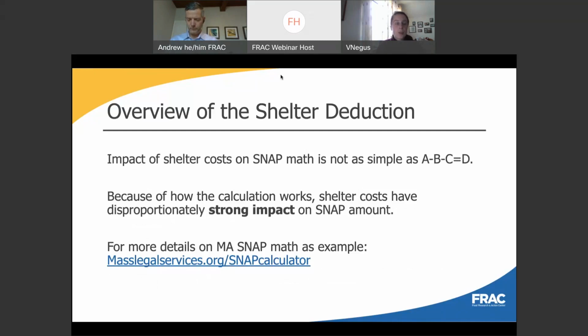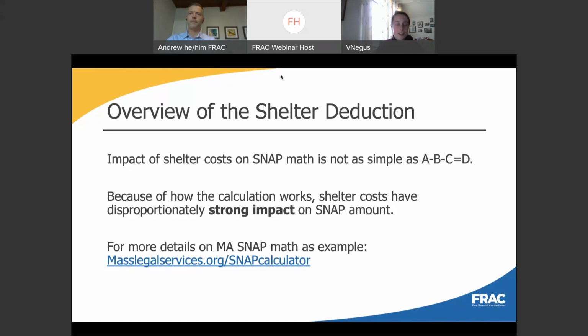Like I mentioned before, think about the shelter deduction as a 2-piece process: the actual costs for the building or the unit that the household is in, and then the utility costs attached to that. The impact of those costs on the benefit amount that goes onto the EBT card each month is not as simple as just A minus B minus C equals D. Because of how the SNAP math calculation works, the shelter costs have a disproportionately strong impact on the actual benefit amount that goes onto the card.